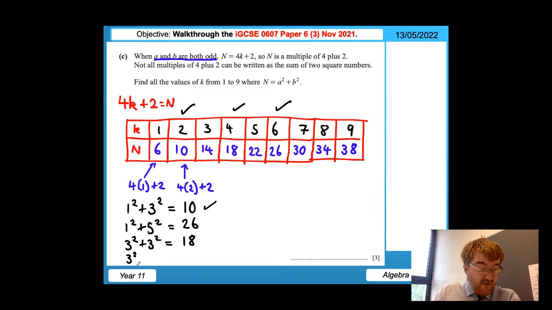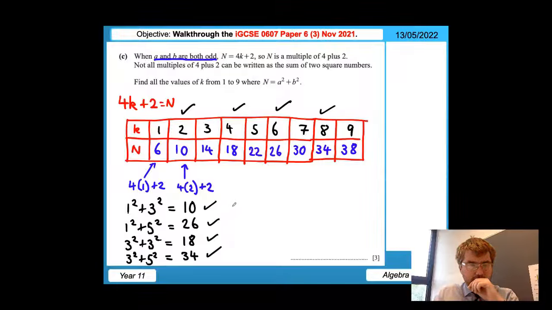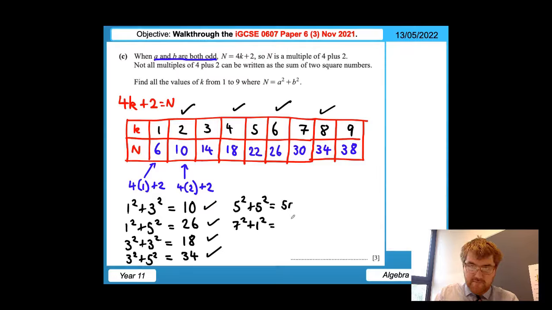3 squared plus 5 squared. Just being systematic about it. So 25 plus 9, that's equal to 34. And that's also in my table. Notice if I do the next logical one, which would probably be 5 squared plus 5 squared, or maybe 7 squared plus 1 squared. Actually, they're both the same result here, both 50. Notice 50 is not in my table.